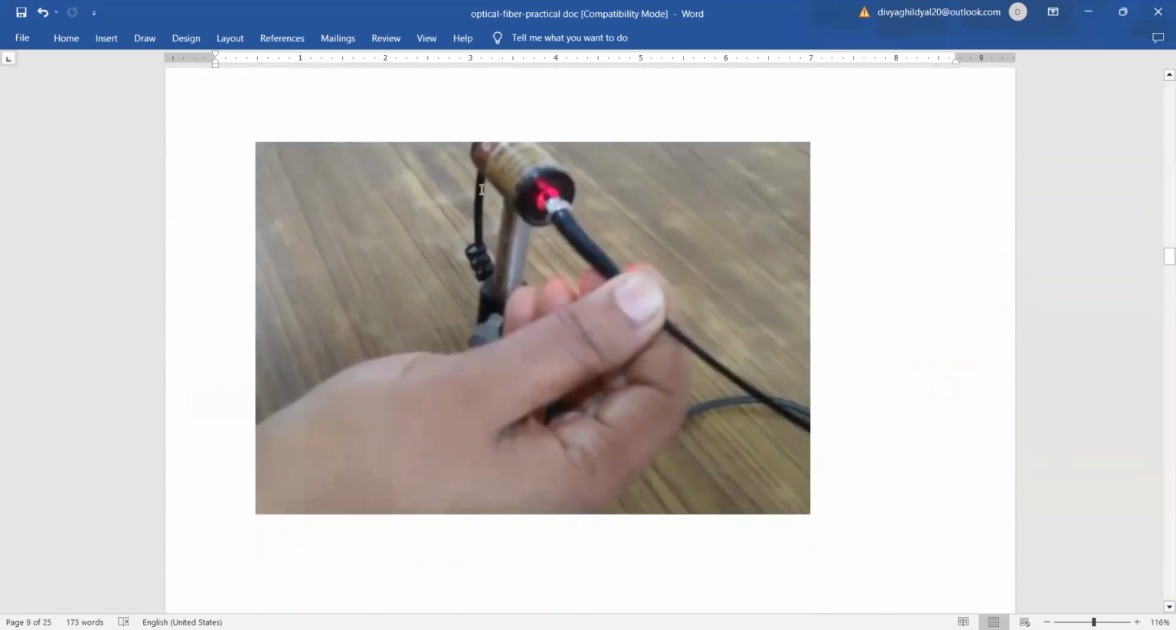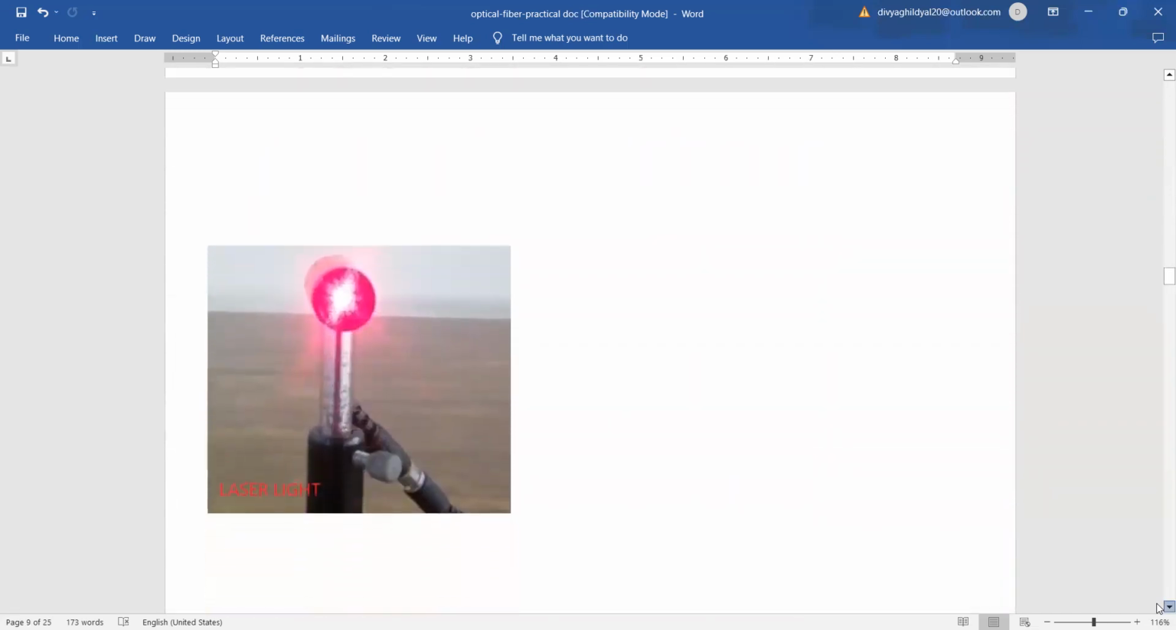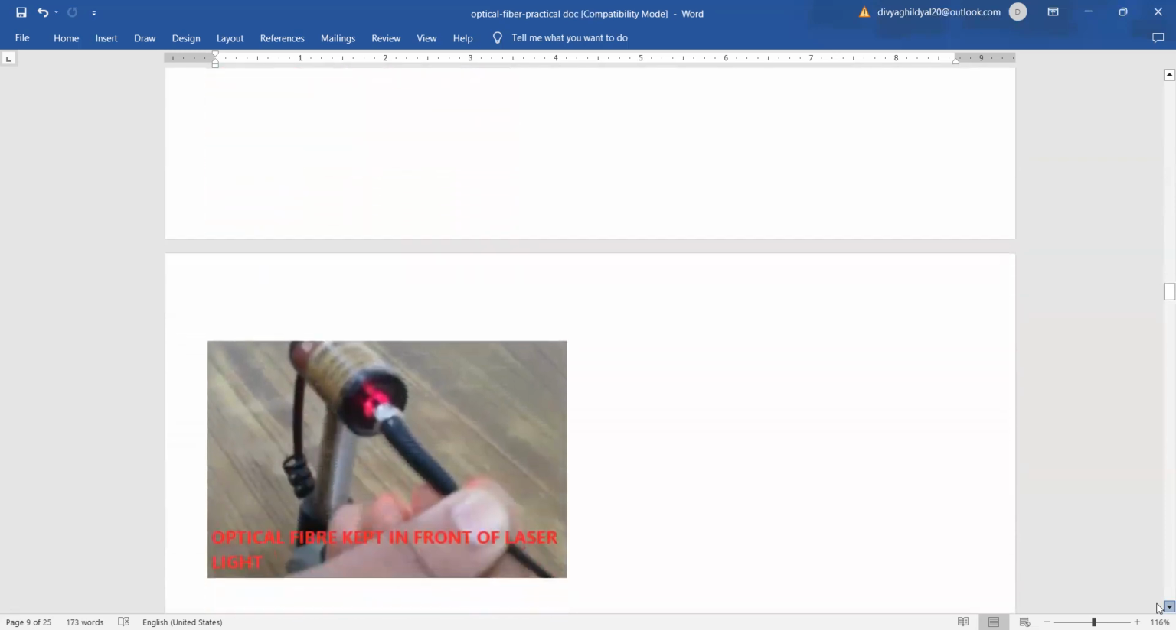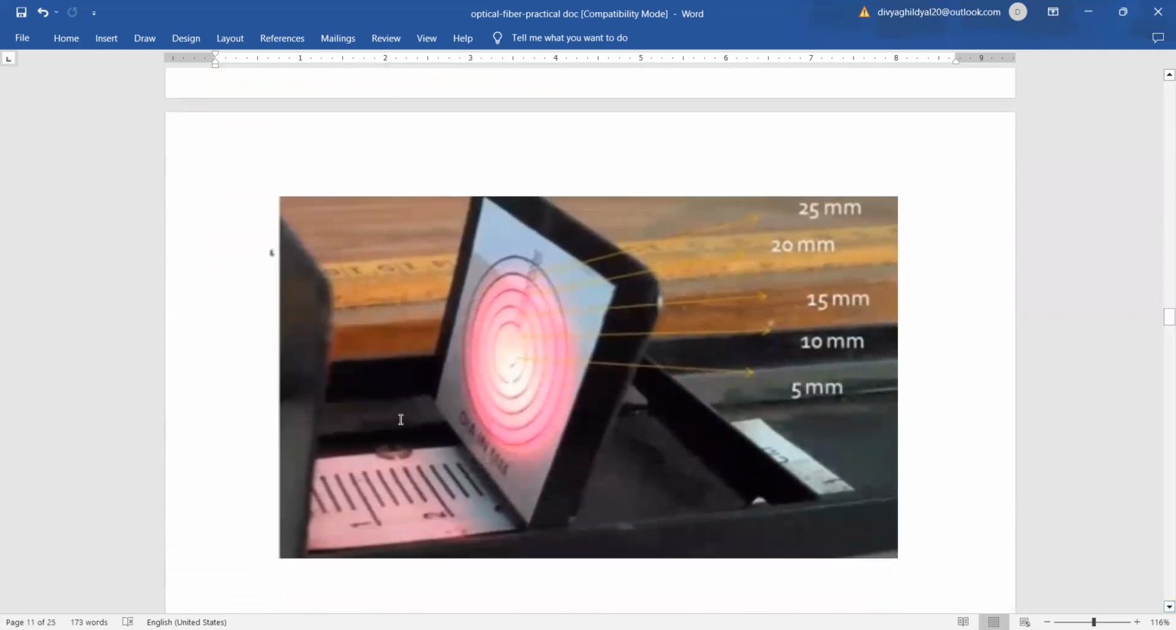I will put my optical fiber cable in front of the light source that has been provided to me. From this light source, the light is going to enter the cable, suffer the phenomenon of total internal reflection, and then come out. When it comes out, at that point, we will find the numerical aperture. So we keep the optical fiber in front of the laser light. Where it comes out, we will put up this setup and check at what distance the circles got filled.